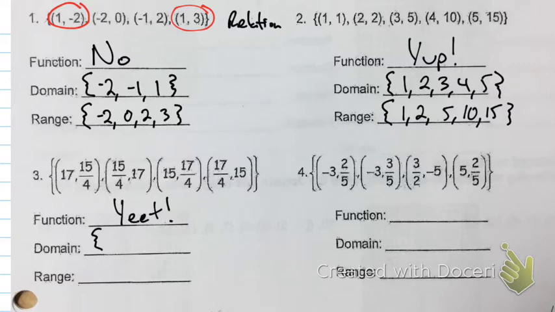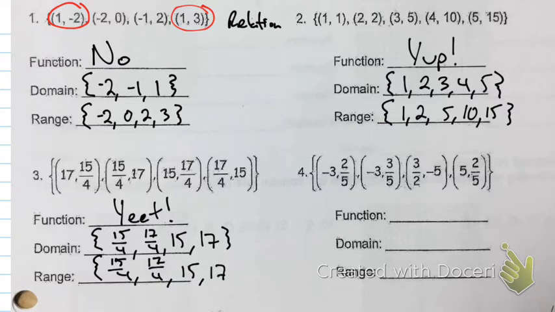So, I like going least to greatest. I just, I like being organized. Do we have to? Have to is a strong word. If I'm grading like 100 quizzes, I like to see your quizzes be the same as my key. The range is all possible y values. So I have 15 fourths, 17 fourths, 15 and 17. Hey, the domain and range are the same. It's kind of cool.